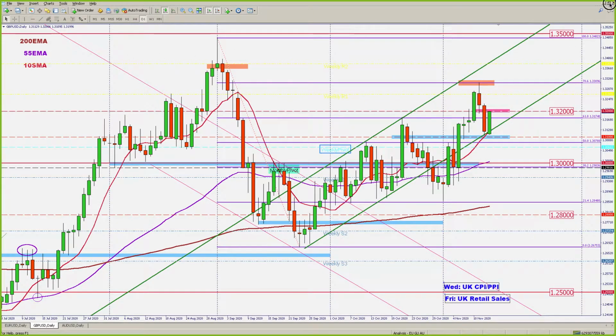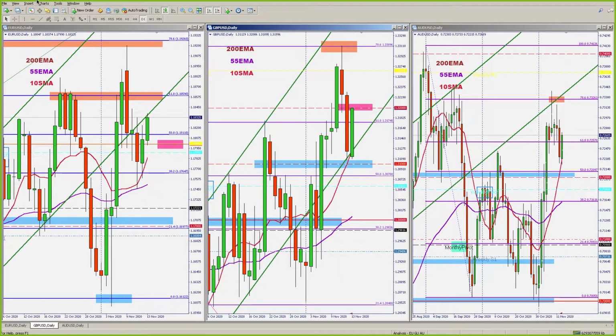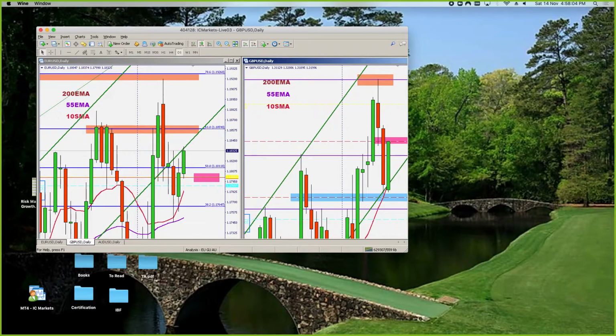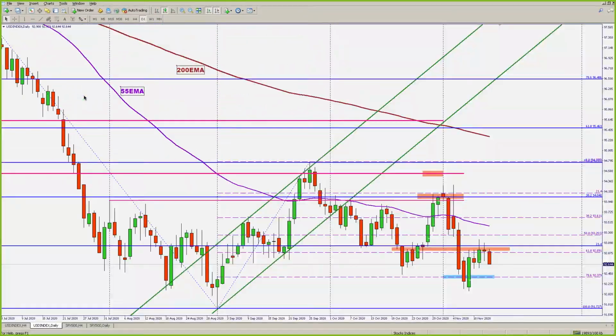Let's also take a look at the US dollar index. From the start of the week on Monday, it managed to recover but could not break above the 21 fib retracement of this bigger fib, and pulled back into the middle range for the week. So it's still within this range for the week, and it could continue for next week as well.